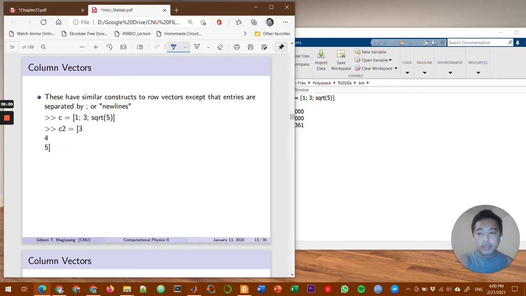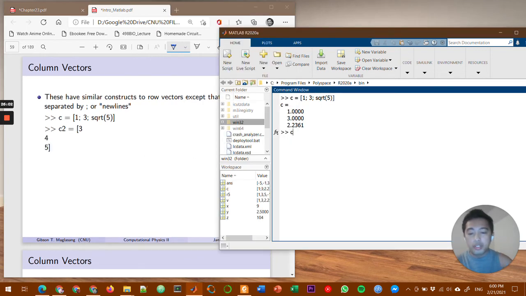But we can also do this. Have C2 equals, use a semicolon, or shift enter. Okay? So, bracket, then 3. Then, on your keyboard, shift enter. And then type 4. Shift enter. And then type 5. And then bracket. So, I still create a column vector. So, it depends on you how you create the column vector. Two ways. You can use the colon operator or the shift enter.